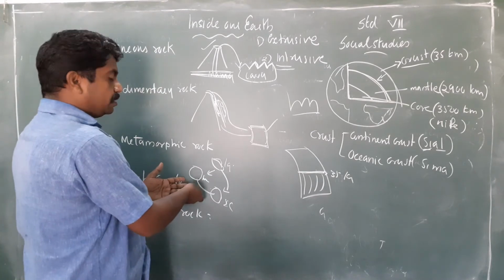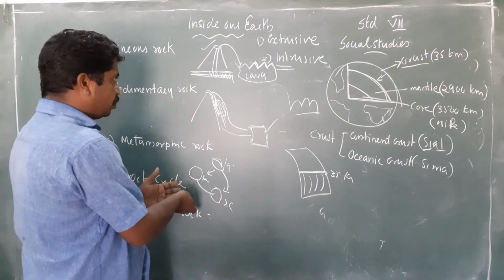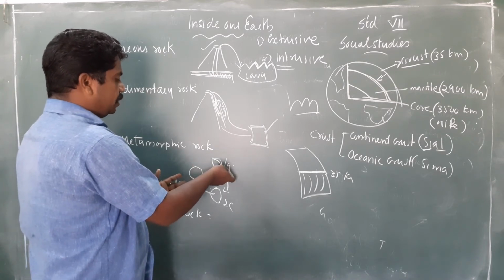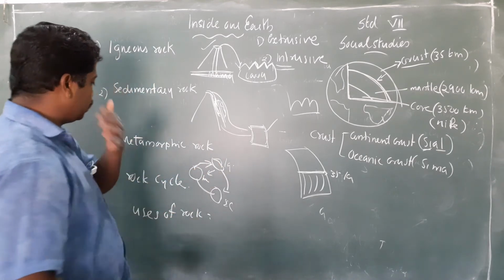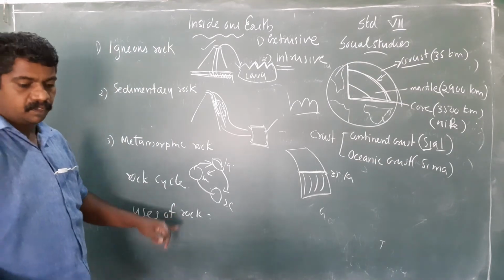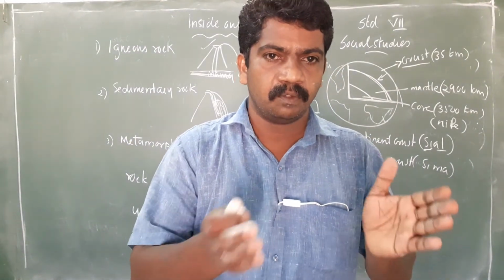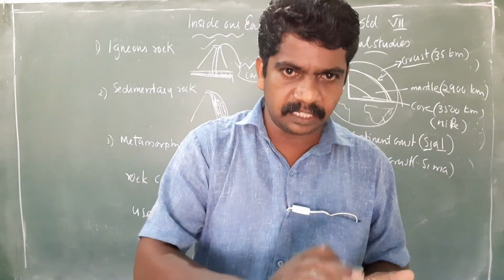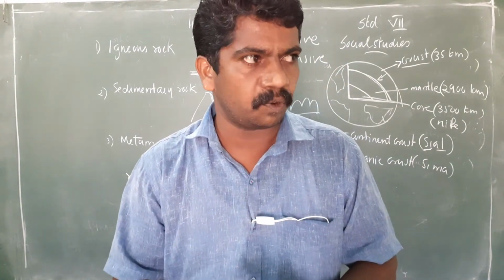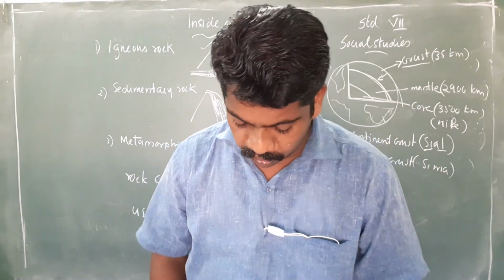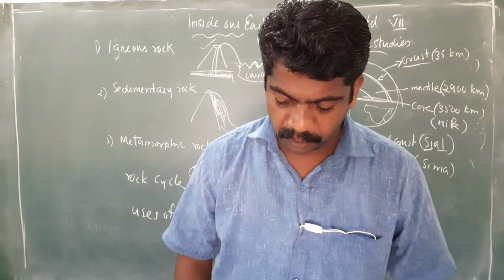Then it will go under the volcano and come outside in the form of lava. Then again form the igneous rock. This is called a rock cycle. Okay. So what is rock cycle? Rock cycle means one type of rock changes into another type of rock, and this circle is called rock cycle. Okay.